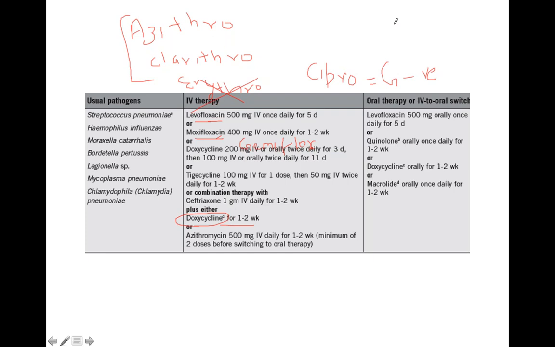And we have other anti-pseudomonas antibiotics like piperacillin-tazobactam, imipenem, meropenem, cefepime, ceftazidime. These all cover pseudomonas. Anti-pseudomonas antibiotics are very important. These are broad spectrum.